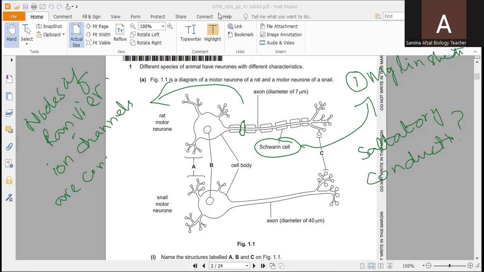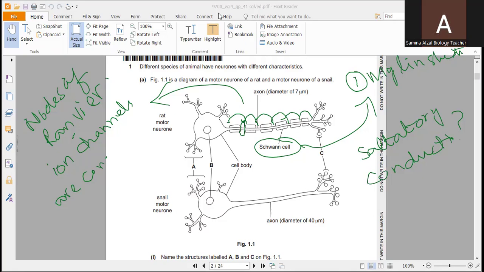Now, how does this saltatory conduction take place? The impulse moves more quickly compared to unmyelinated axons because it skips myelinated sections. It will move in this way and skip this myelinated part. So we can say that the transmission will be faster because it skips the myelinated sections. They will jump from one point to the other.